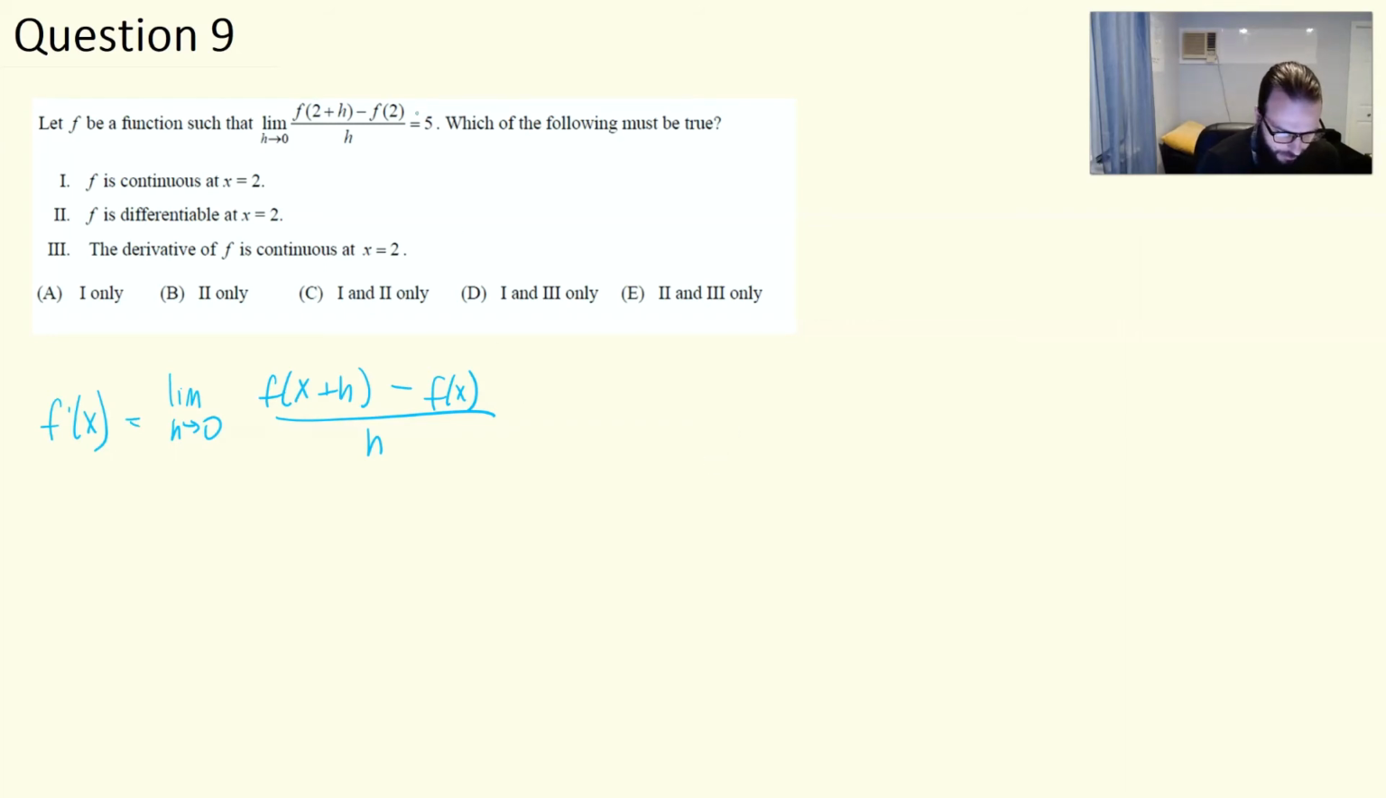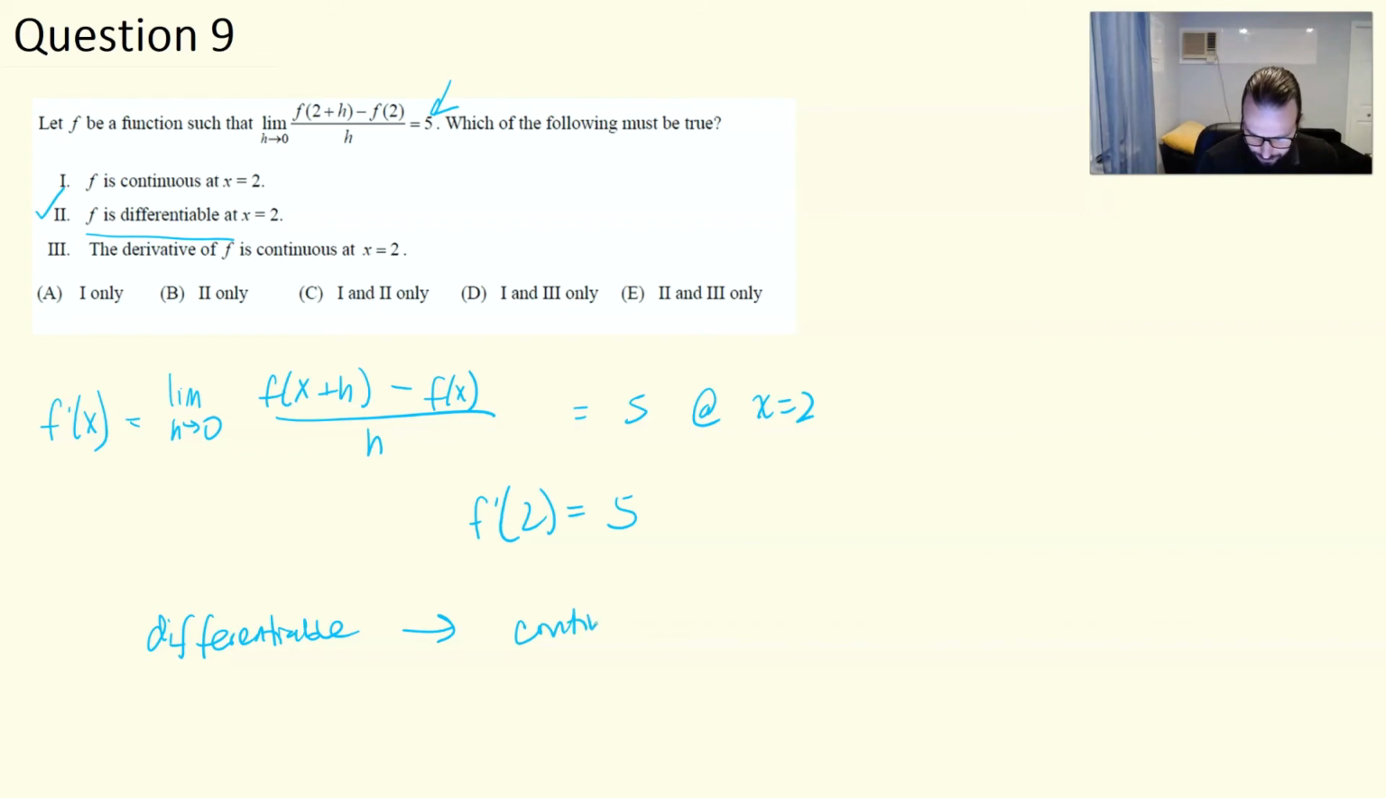So since we know that this is equal to 5 when x is equal to 2, we know that the derivative is 5. So that means that the function is differentiable. We also know that if a function is differentiable, then it must be continuous at that point. The converse isn't necessarily true. Not all continuous functions are differentiable, but all differentiable functions are in fact continuous at that point. So that means choice 1 is also true.